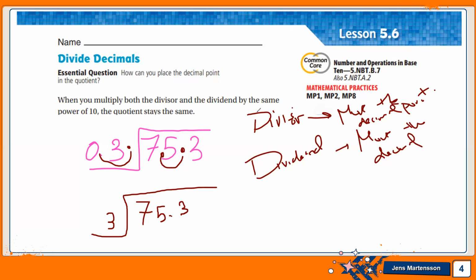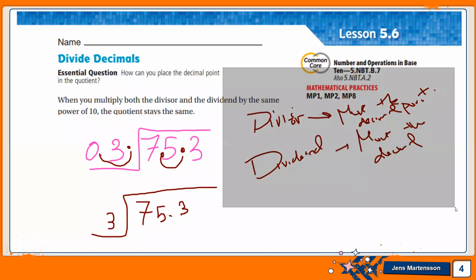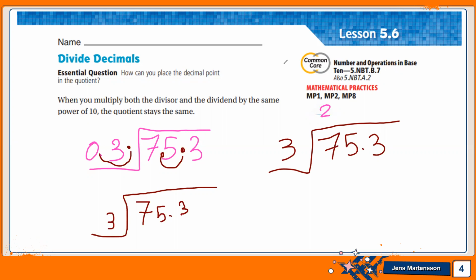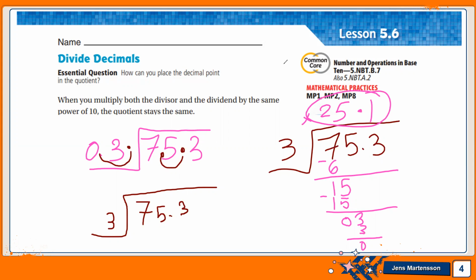I will divide it as I know before. I will say 75.3 divided by 3. You will say 7 divided by 3. What's the number that you multiply by 3 to get 7? It's 2. 2 times 3 is 6. Then 5 down. 15 divided by 3 is 5. 5 times 3 is 15. The remainder is 0. Then you have a decimal point. Then call 3 down. Then 3 divided by 3 is 1. So this will be the answer, 25.1.